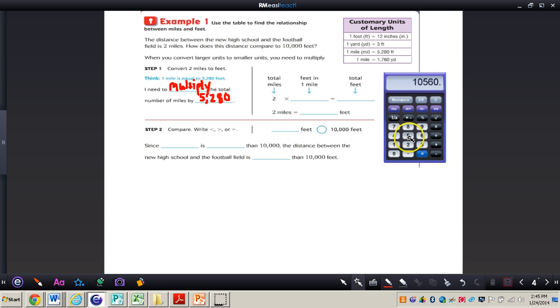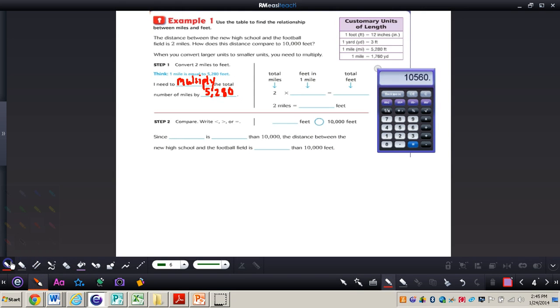We can do this right on a calculator, and that gives us 10,560. Okay, so I'm just going to fill this out here on page 406. 2 times 5,280 equals 10,560. And then we can simply rewrite: 2 miles equals 10,560 feet.